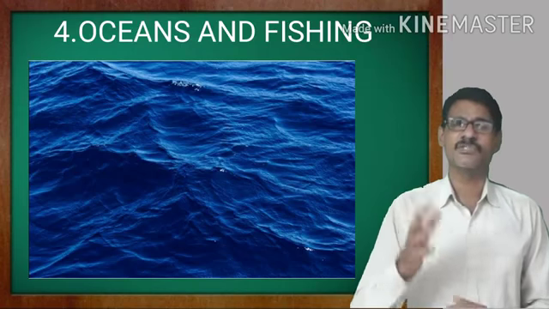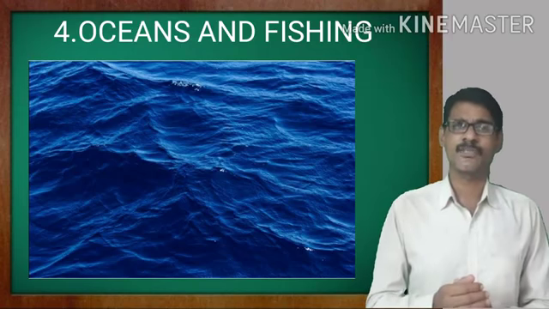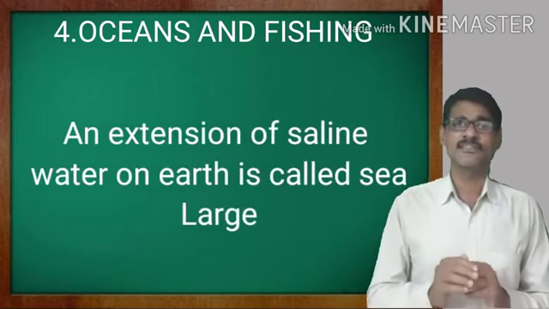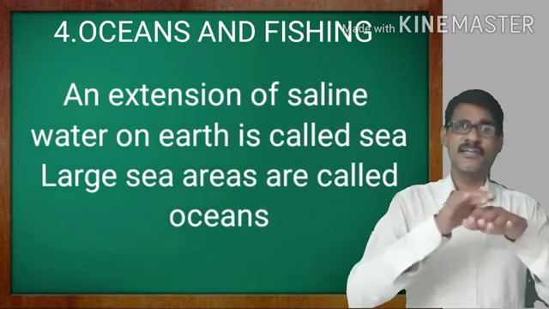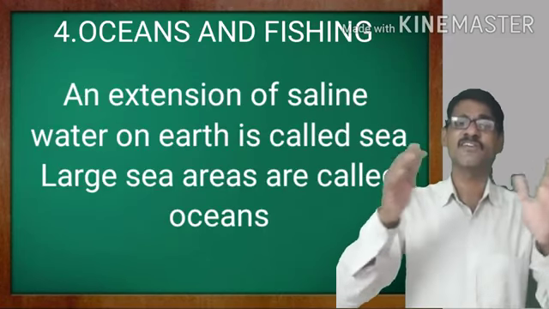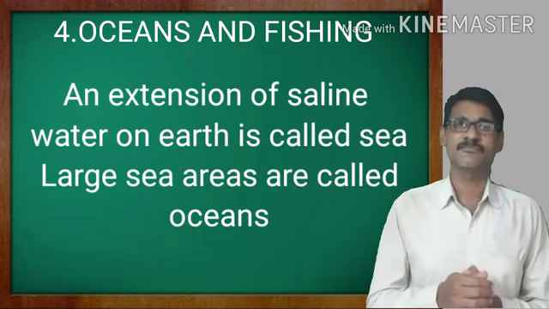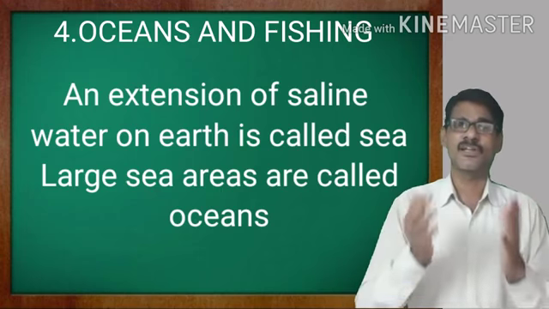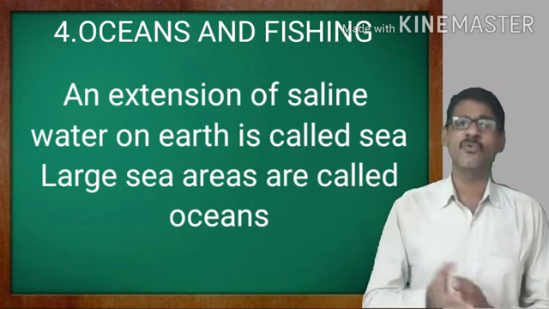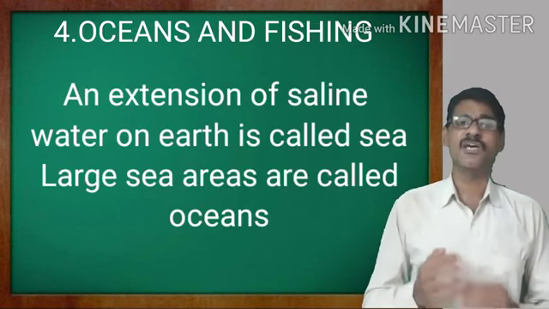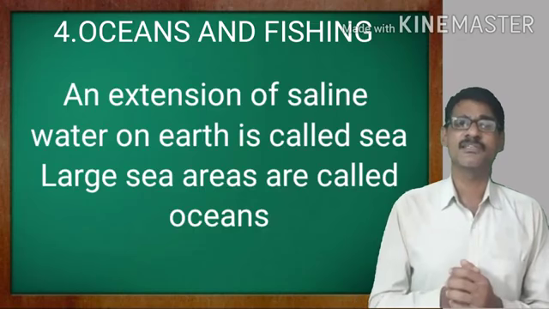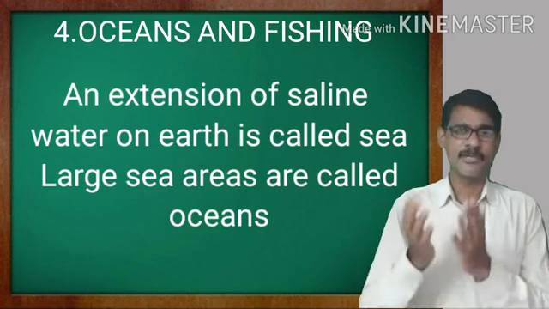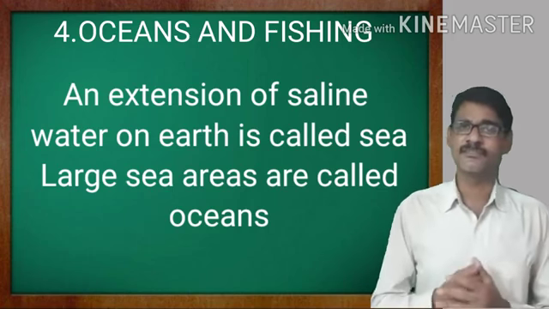So what is a sea? What is an ocean? An extension of saline water on the Earth's surface is called a sea. It is nothing but a sheet of salt water on the Earth's surface. And the large areas of seas are called oceans. Generally, oceans are huge water bodies separated by the continents.